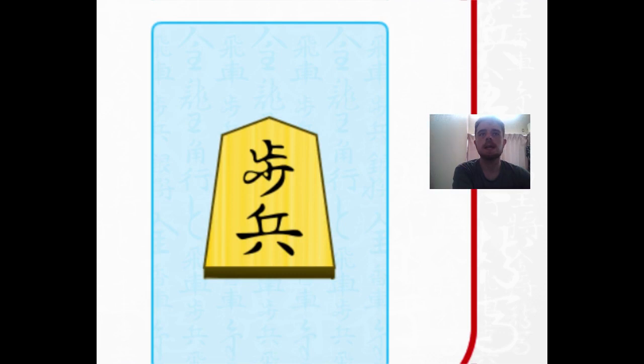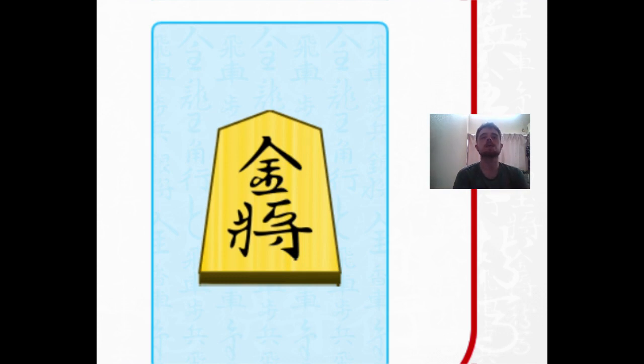So, this is the equivalent of a pawn. It's called a Uhyo, sometimes just Fu. Unlike Western chess, the Japanese shogi pawn does not capture diagonally. It can only move one space forward and capture a piece that is one space forward. It cannot move two squares forward on the first move. Cool. Let's look at the next piece.